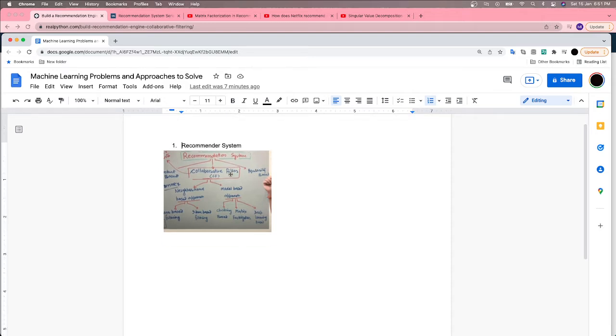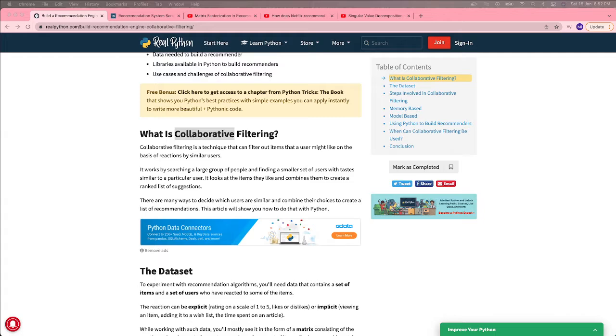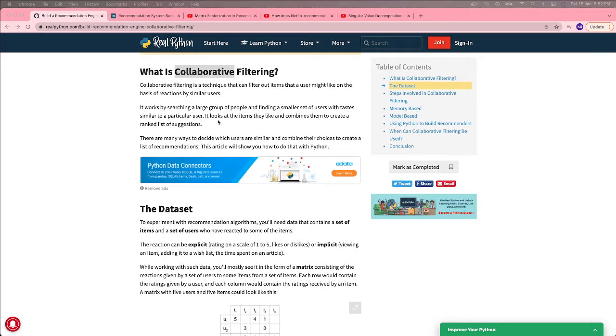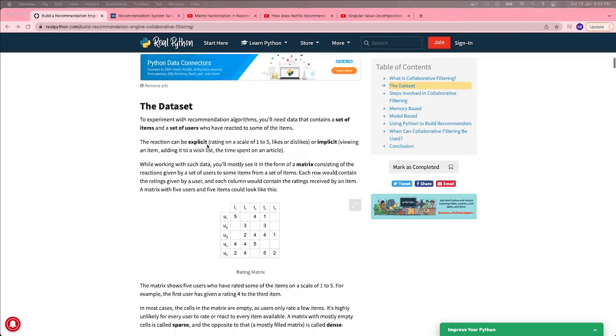Now, in collaborative filtering, there are two methods: neighborhood based and model based. Neighborhood based methods are of two kinds: user based collaborative filtering and item based. And the model based methods are: one is clustering based, one is matrix factorization, and another is deep learning, which is based on autoencoders.